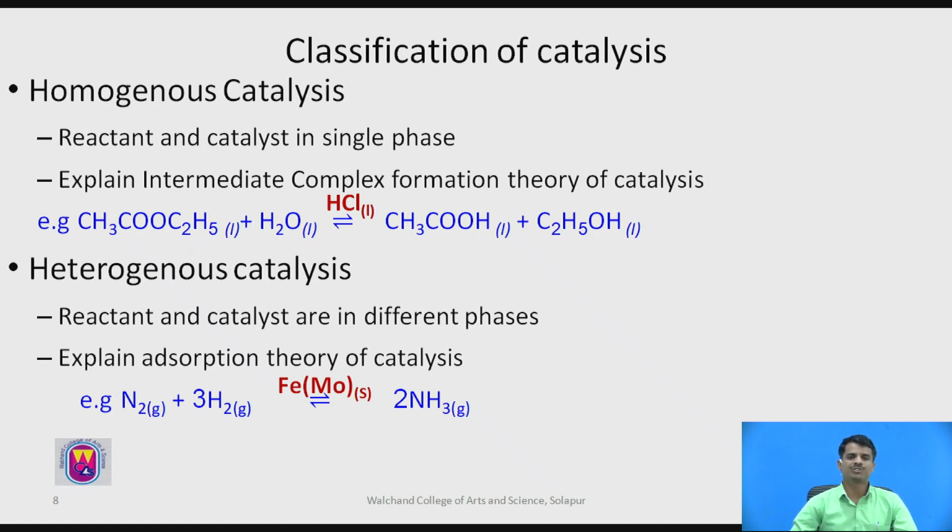The next one, heterogeneous catalysis. In heterogeneous catalysis, the reactants used, catalysts used, and also the products formed are all in different phases. It explains the adsorption theory of catalysis. The example of heterogeneous catalysis is the production of ammonia by Haber's process. In this, the reactants N2 and H2 and the product ammonia are in the gaseous phase, but the catalyst Fe promoted with molybdenum is in the solid phase.